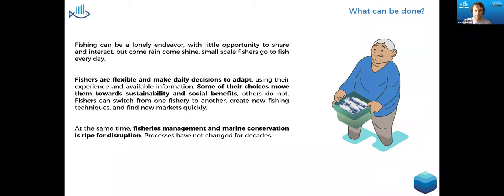As I'm sure many of you know, small scale fishers are living in a state of constant adaptation. They're adapting to weather, to markets, to pandemics. And they adapt quickly with little to fall back on. Small-scale fishers in the developing world solve whatever problems they have quickly. Some of these changes can move them towards sustainability and some cannot.